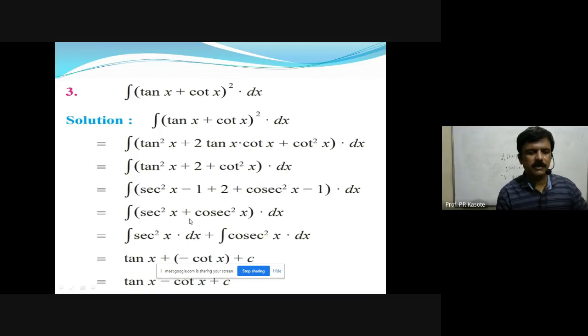Integral of sec square x plus cosec square x. Using the known formulae, we have simplified the given function. We have transformed it into this form. Now the question is, do we know the integrals of both the functions? Yes, we know the integral of sec square x.